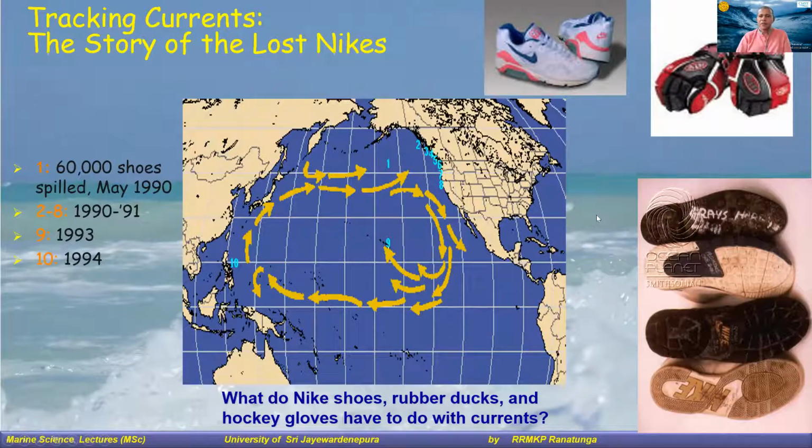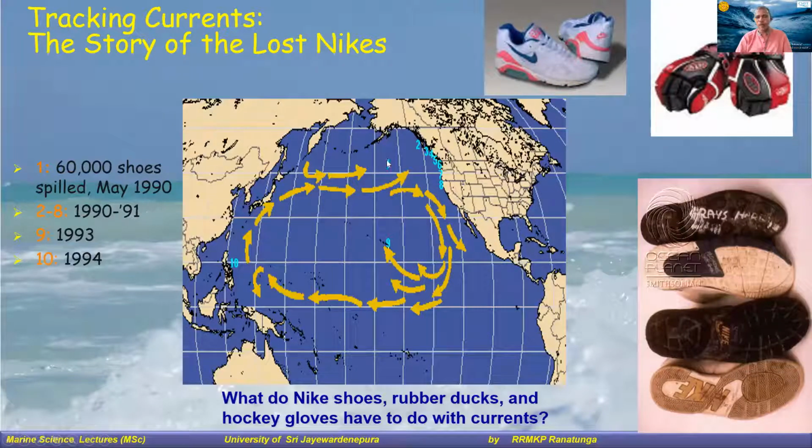One classic example, I think I showed you a video of it last week, is a ship accident here in the Pacific. The accident resulted in the loss of many items, like shoes from the world famous brand Nike, some gloves, and some other toys, especially rubber ducks. The accident happened somewhere here.